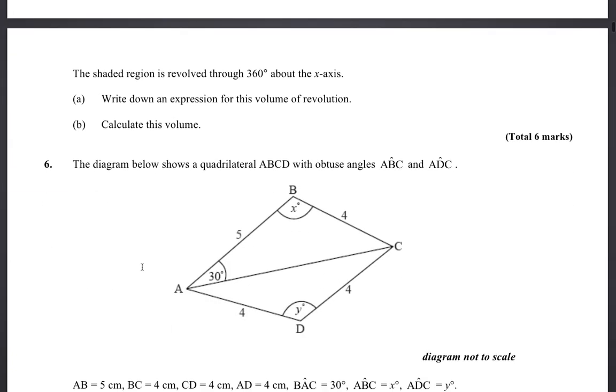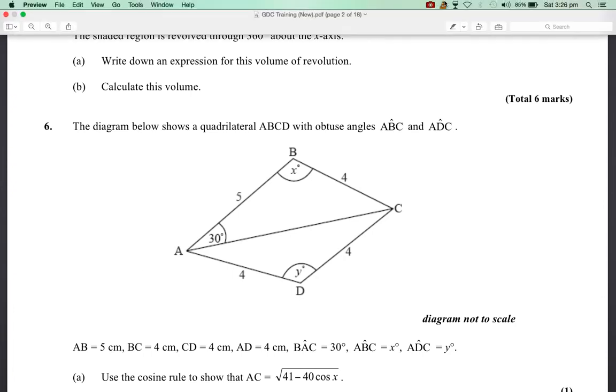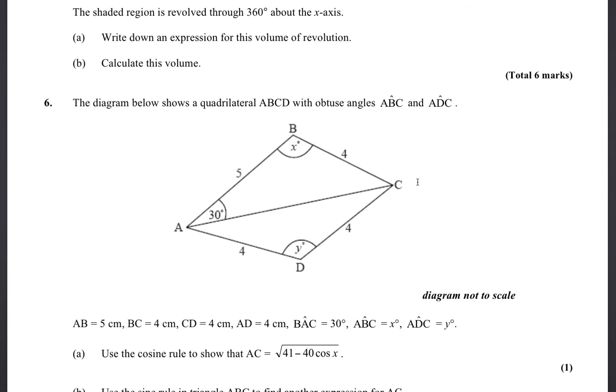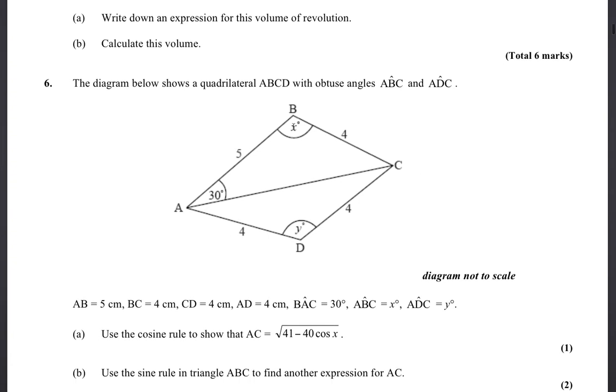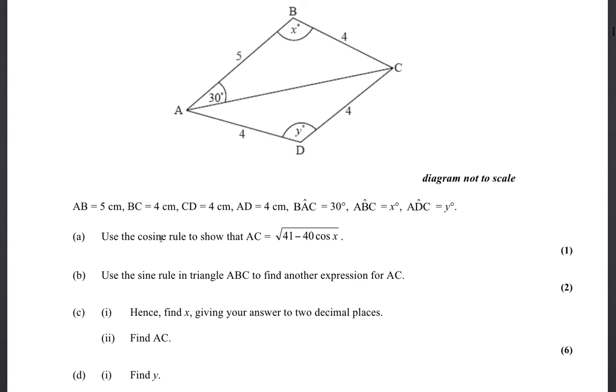The diagram below shows a quadrilateral ABCD with obtuse angles, angle ABC. So there is an obtuse angle here and there is an obtuse angle here. AB is 5 centimeters, BC, DC and AD are all 4 centimeters each. The first question is, use the cosine rule to show that AC is square root of 41 minus 40 cos x. Now that is very simple.